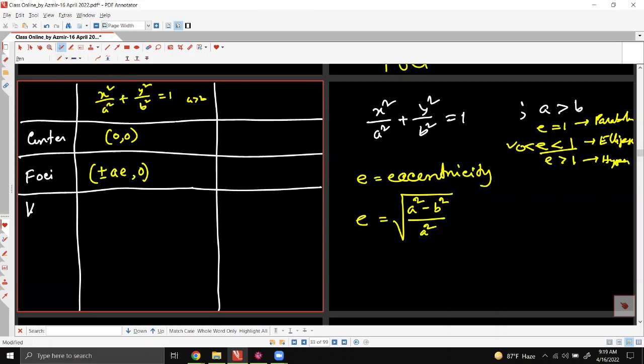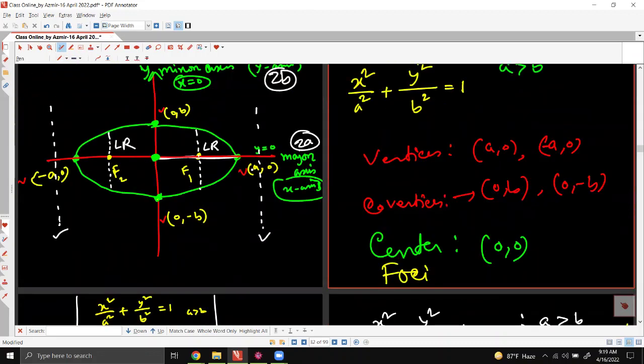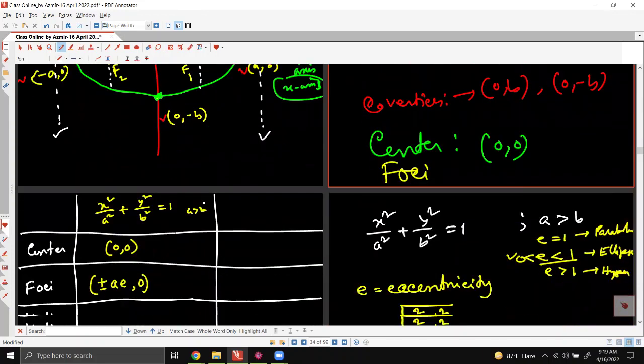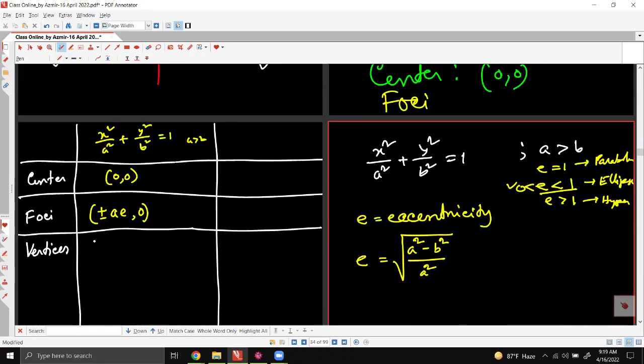we have the vertices. We have seen that the vertices are at plus a, 0, minus a, 0, plus 0, b, and 0, minus b. So what can we write here? We can write plus minus a, 0: a, 0 and minus a, 0. Also, we can write 0, plus minus b: 0, b and 0, minus b. These are the main vertices and these are the co-vertices.